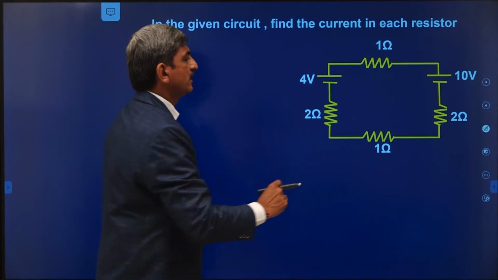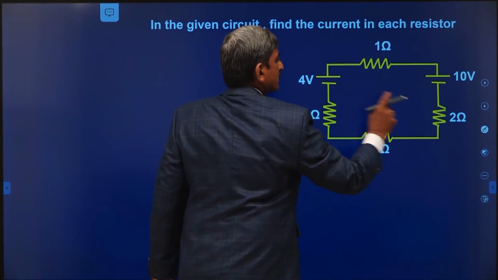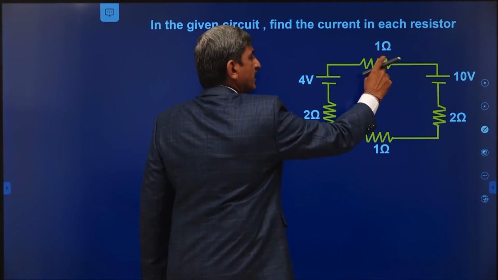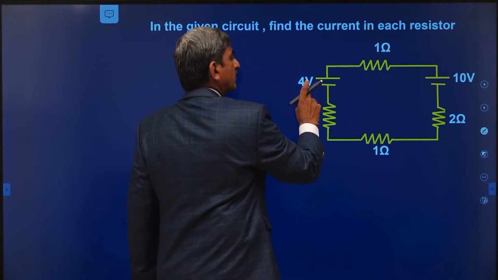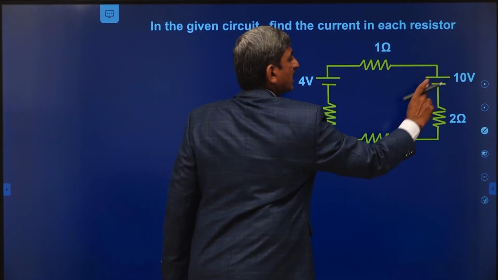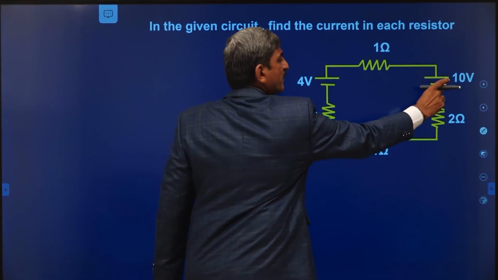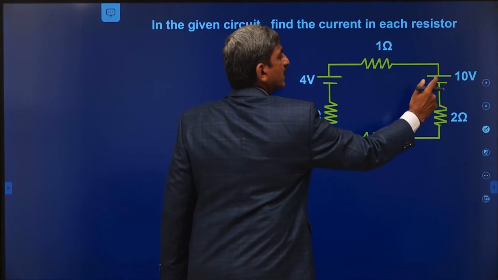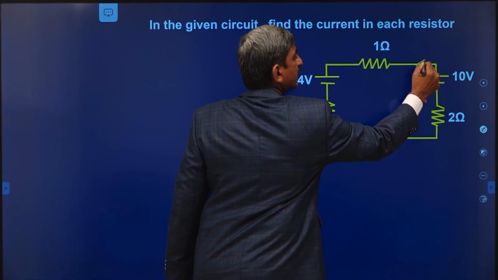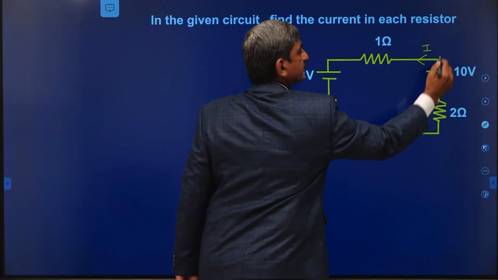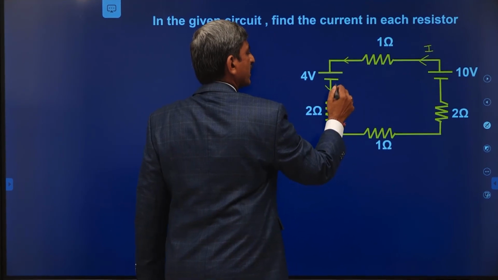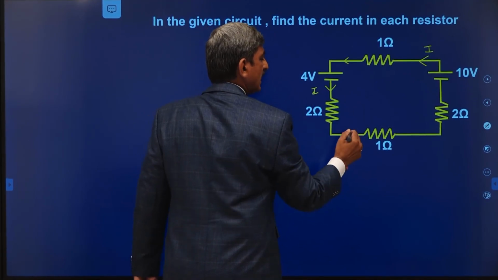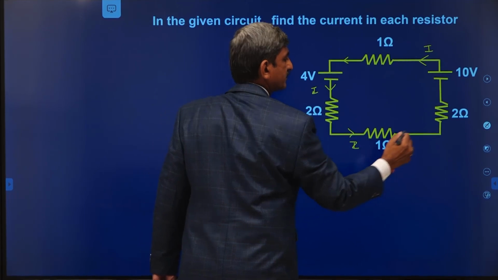See here, the 2 cells and 4 resistors are connected in series combination. So here the EMF is 4 volts, here the EMF is 10 volts. The EMF of this battery is more, that's why generally the direction of the current in the circuit is like this. Because all are connected in series combination, the same current I will be passing through all the elements of this circuit like this.